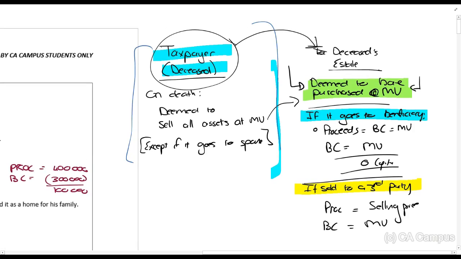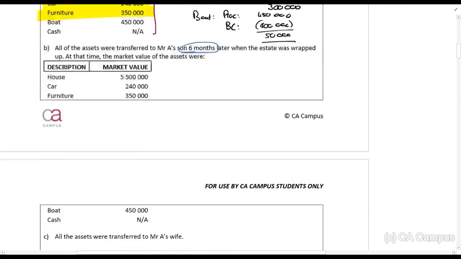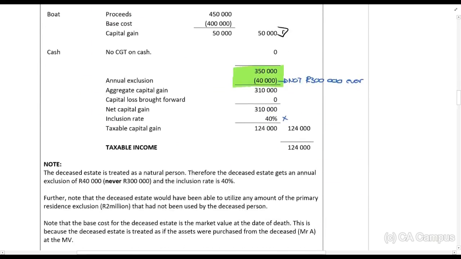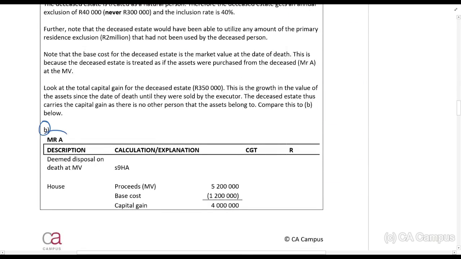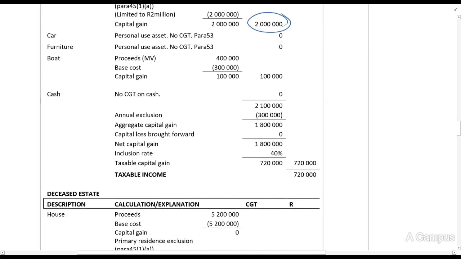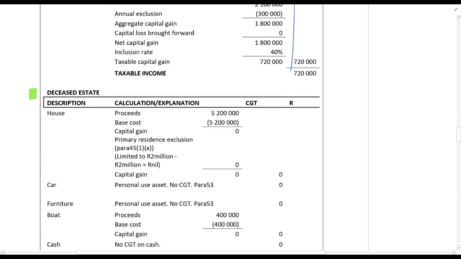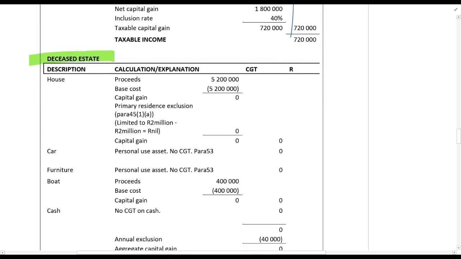The first thing that you need to know is the taxpayer is still going to do 100% the same. So if I take it down to part B, Mr. A, please note, if you go and look, all of this is exactly the same for Mr. A. So the taxpayer is always treated the same as if the taxpayer sold it at market value. But look now for the deceased estate.